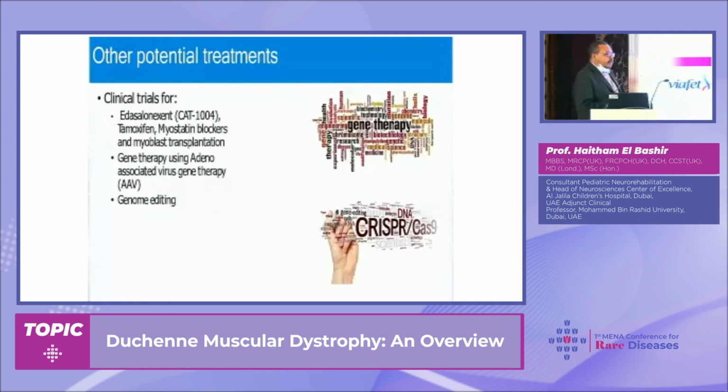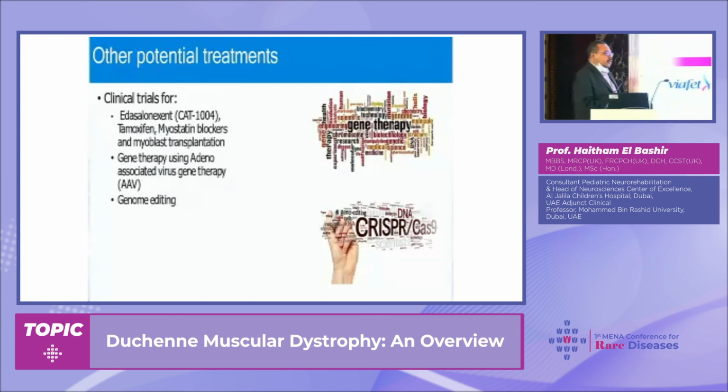CAT1004 is a nuclear factor inhibitor. I have one patient on tamoxifen who was started by some physician somewhere in France. I don't know what the indication was, why they went for that medication. But all these medications work on a very simple idea, which is to improve muscle regeneration, reduce muscle degeneration, and reduce inflammation. And obviously there is much gene therapy in process now.